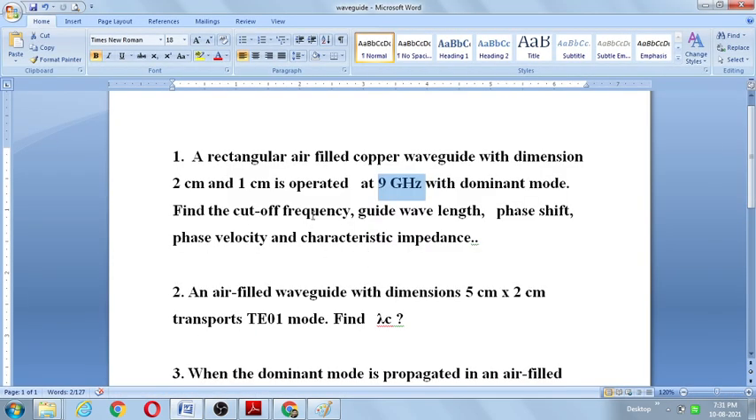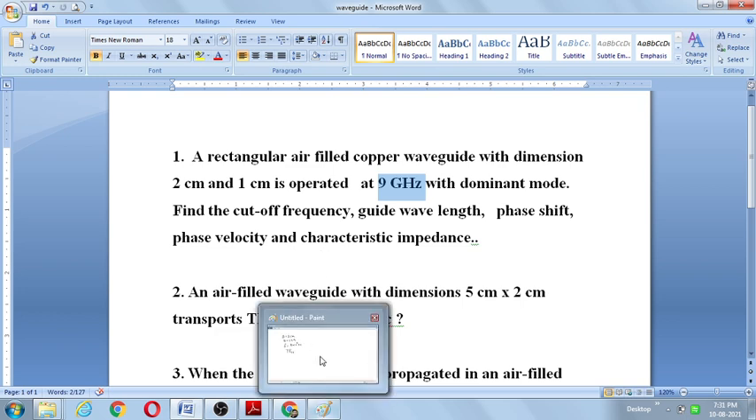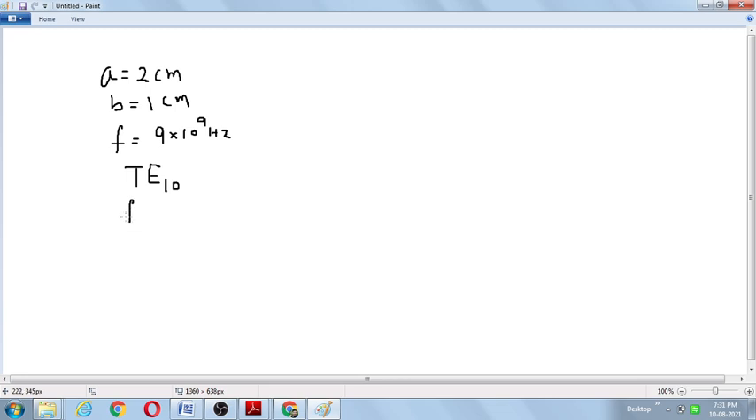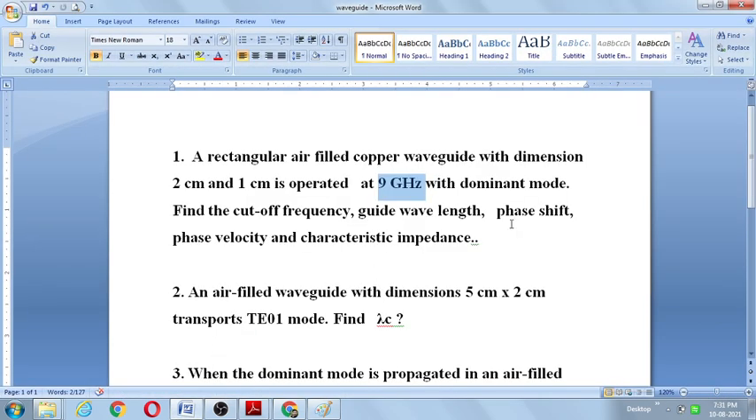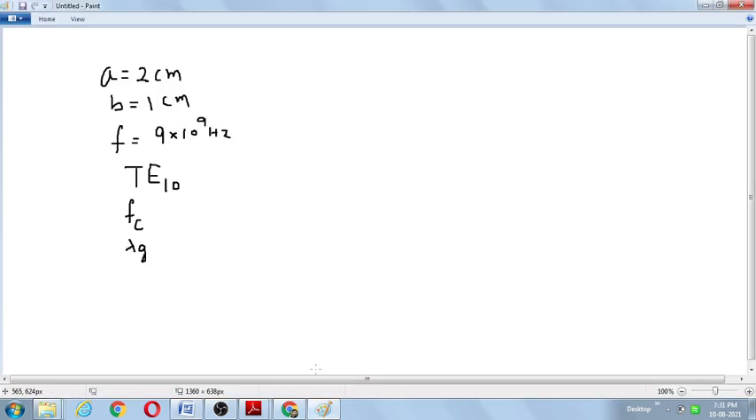Find the cutoff frequency, guide wavelength, phase shift, phase velocity, and characteristic impedance. So cutoff frequency, that means f suffix c. Guide wavelength, lambda g, and phase shift, beta, phase velocity, v suffix p, and at the same time characteristic impedance, Z_TE.